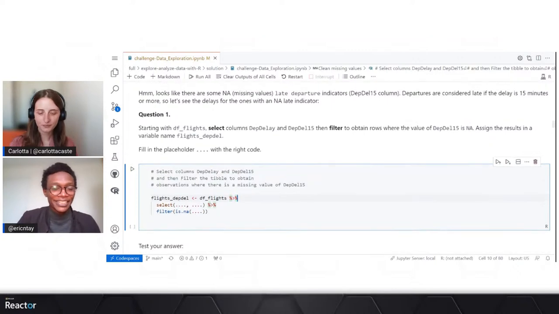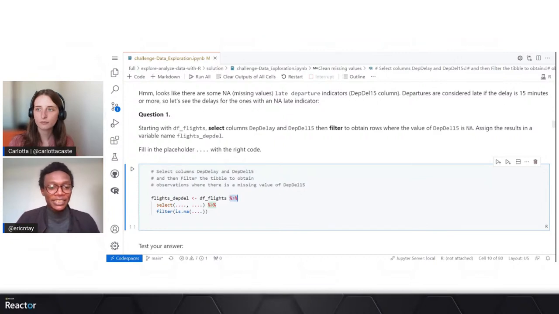Perfect, Carlotta. Thanks for that good introduction of the data and the question itself. So yeah, let's start at the beginning. In R, this operator is known as the assignment operator. What the assignment operator does is take the results of a computation and assign it to a variable name. For instance, this operation will be assigned to a variable name known as flight dep delay. And then this operator here is known as the pipe operator.